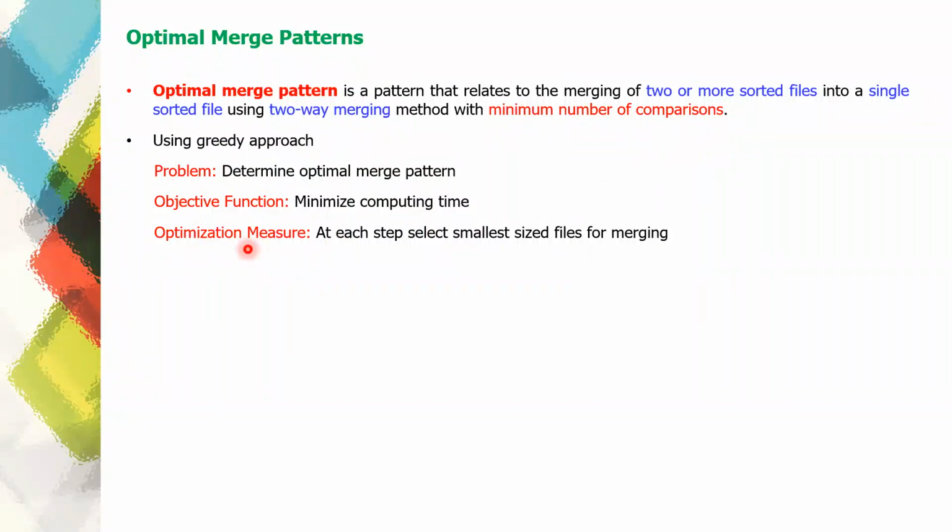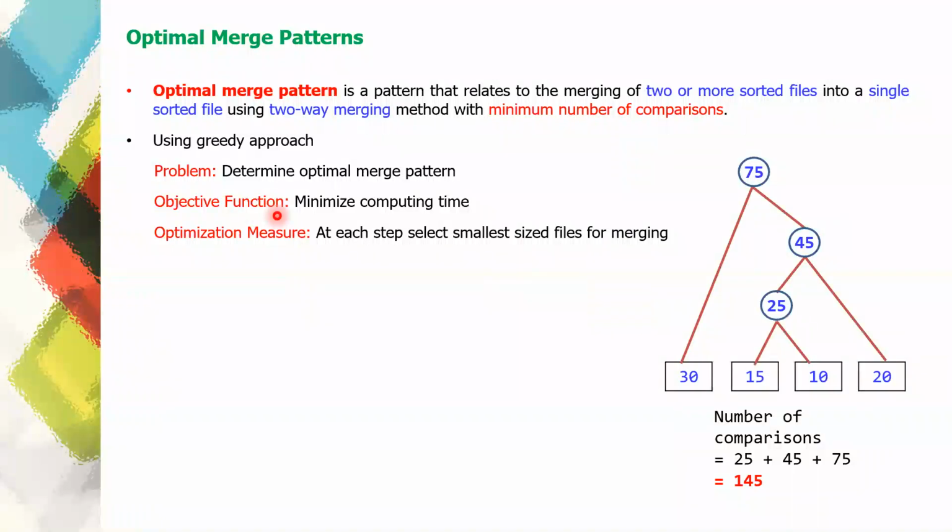Now, what is the optimization measure or the selection procedure that we have to apply? At each step of merging, you have to select the smallest sized files for merging. So this is your optimization measure and selection procedure. So at each step, you are making a greedy choice. And if you are making a greedy choice, then there is every possibility that your objective function will be satisfied. So this is your optimal merge pattern.